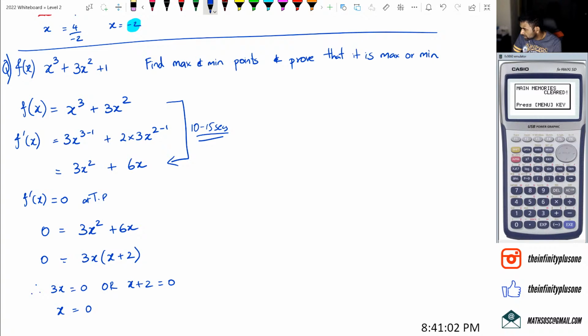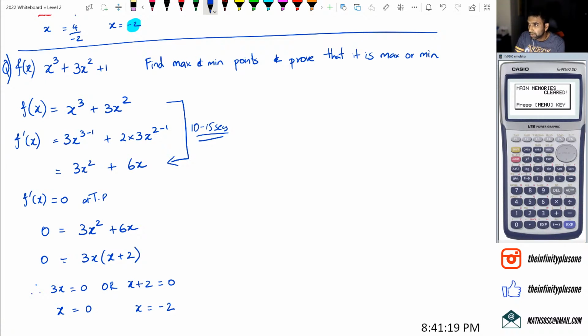Does the dash always indicate the gradient? Yes, the f dash, so it's the apostrophe, right? It represents the gradient function and not the function itself. So in this case, we've got x equals 0 and x equals minus 2.